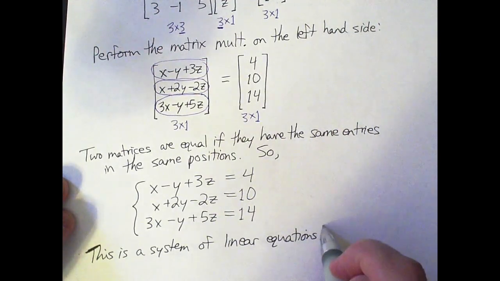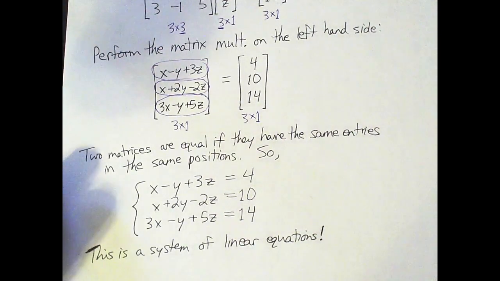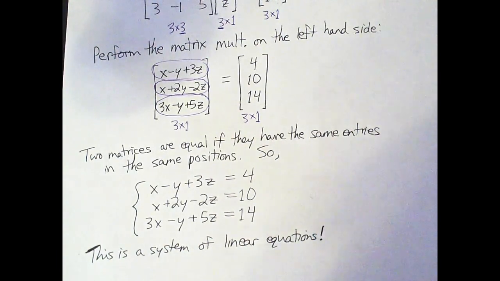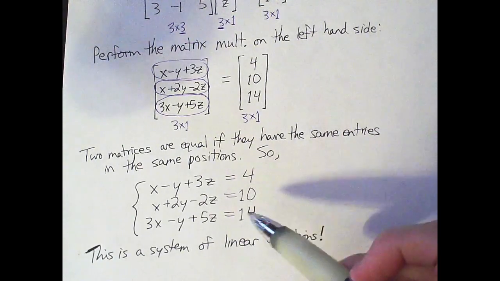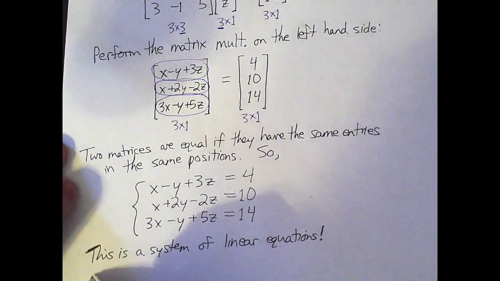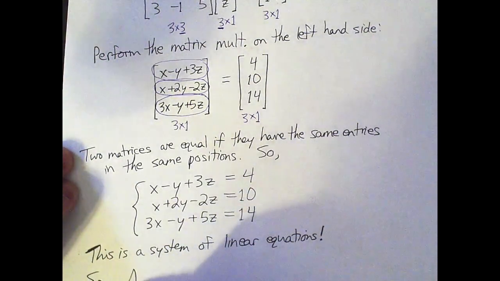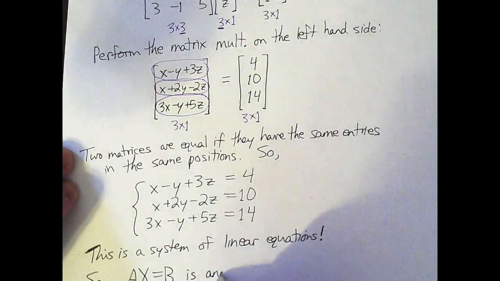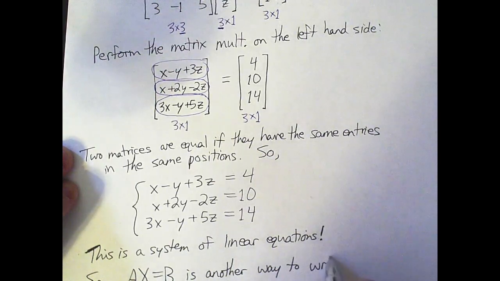In fact, I could be wrong, I'm not 100% sure, but I think this is a system of linear equations that we looked at in a previous lesson. I think if the 4, 10, 14 looks familiar to you, we might have solved this system in a previous video. So the point that I am making here is that AX equals B is another way to write this system.